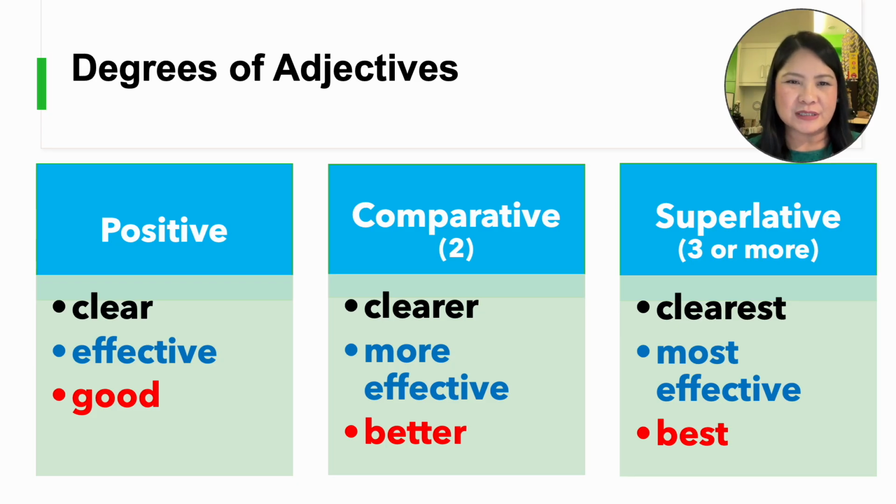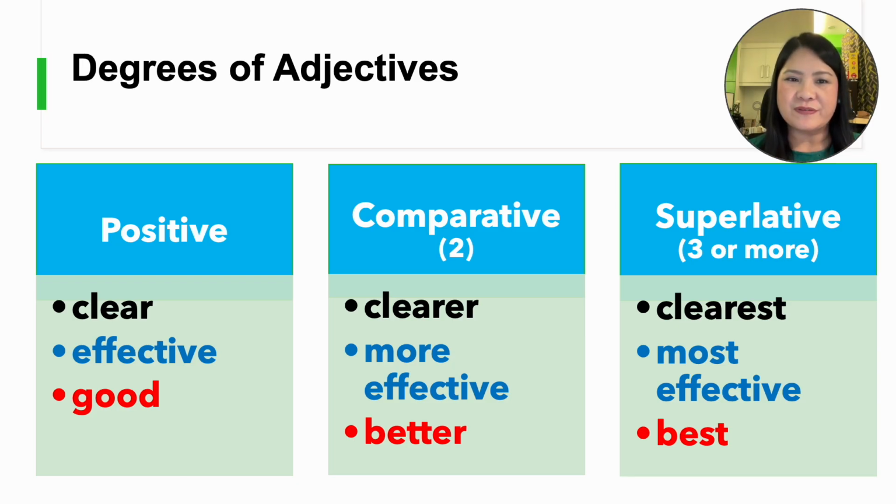So look at the different samples here. We have those in black, those in blue, and those in red. Clear? To form the comparative, we add the suffix "er". A suffix is a syllable added at the end of the root word. So clear is added with "er", it becomes clearer. Superlative, we add "est", so it becomes clearest.